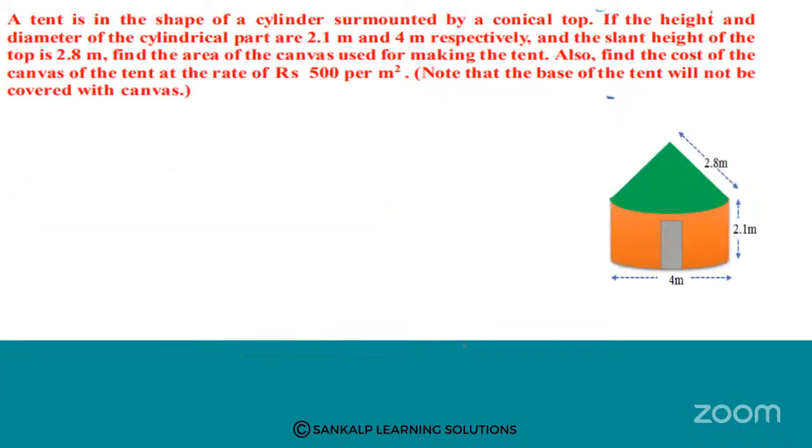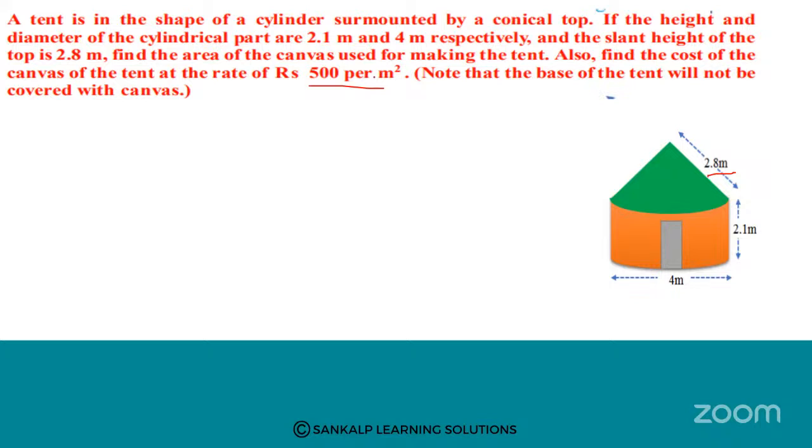Next one. A tent is in the shape of a cylinder surmounted by a conical top. If the height and the diameter of the cylinder part are 2.1 meter and 4 meter respectively. What they have given, height and the diameter of the cylindrical part are, height is 2.1 meter and diameter is 4 meter respectively, and the slant height of the top is 2.8 meter. Find the area of the canvas used for making the tent. Also find the cost of the canvas of the tent at the rate of Rs 500 per meter square.